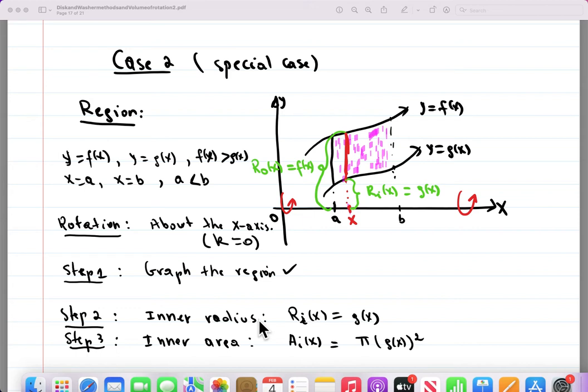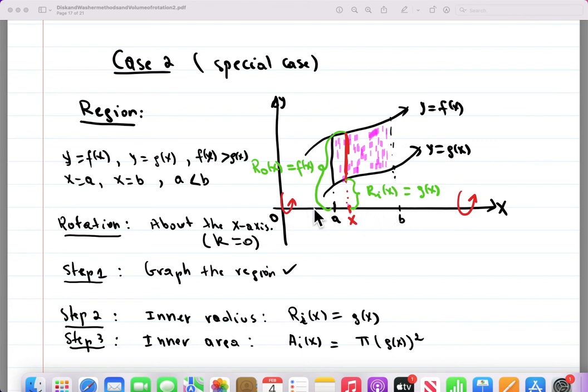This time we're going to discuss case 2. We call case 2 a special case. You're going to know why. So for case 2, we have the region that is described as above. It's bounded by y equals f of x, below by y equals g of x, on the left side by x equals a, and to the right by x equals b.